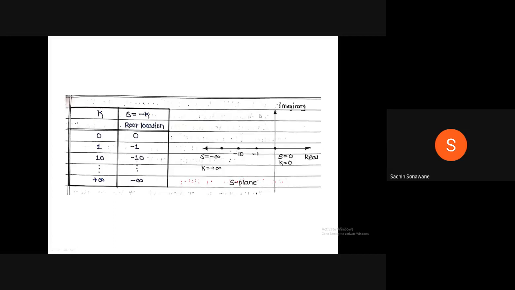Therefore, always remember in case of root locus, the x-axis is known as the real axis and the y-axis is known as the imaginary axis. Therefore, towards the right side positive values are there, towards the left side negative values are there.